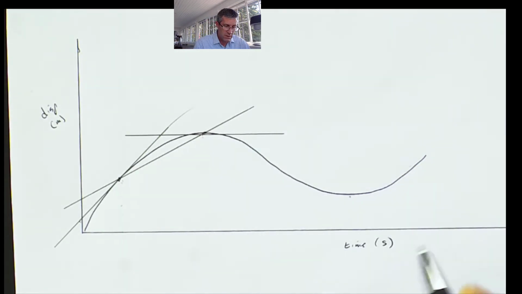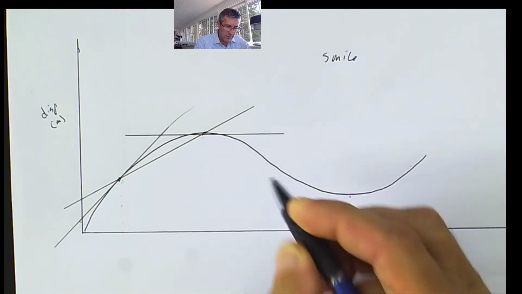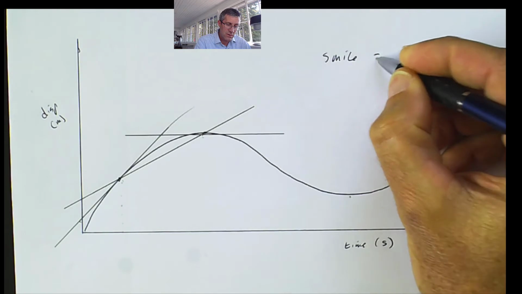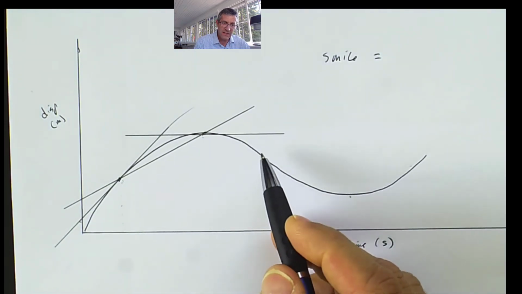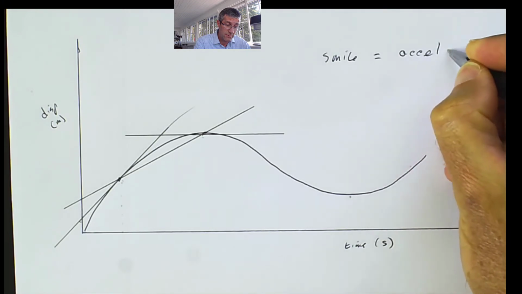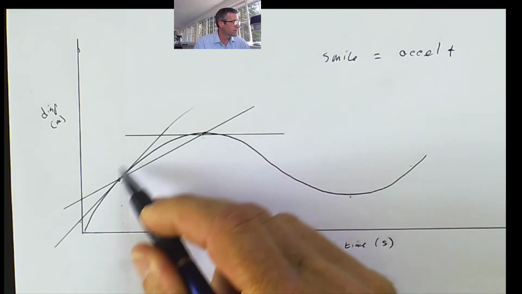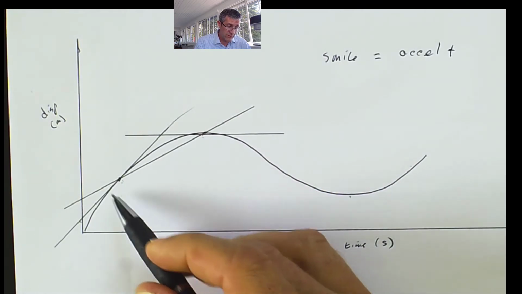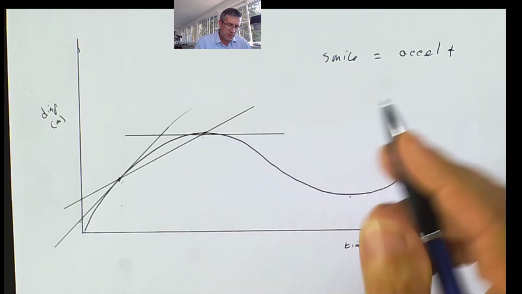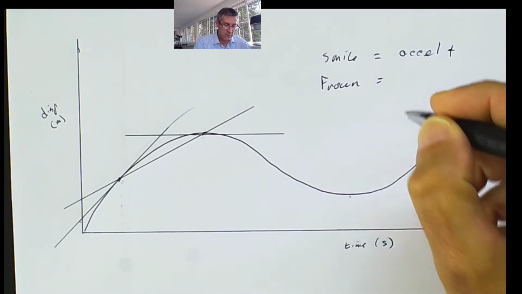So in general, on a displacement graph, anything that's a part of a smile, like this, means my velocity is increasing, so my acceleration is going to be positive. Anything on my graph that's part of a frown, on a displacement graph, my acceleration is going to be negative.